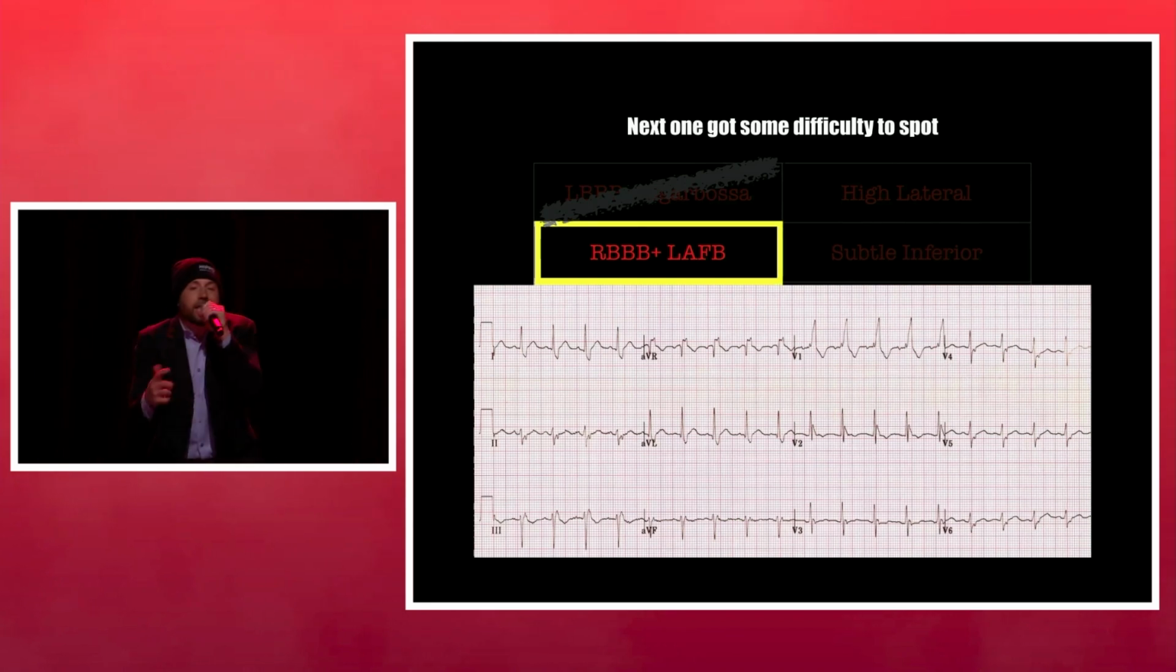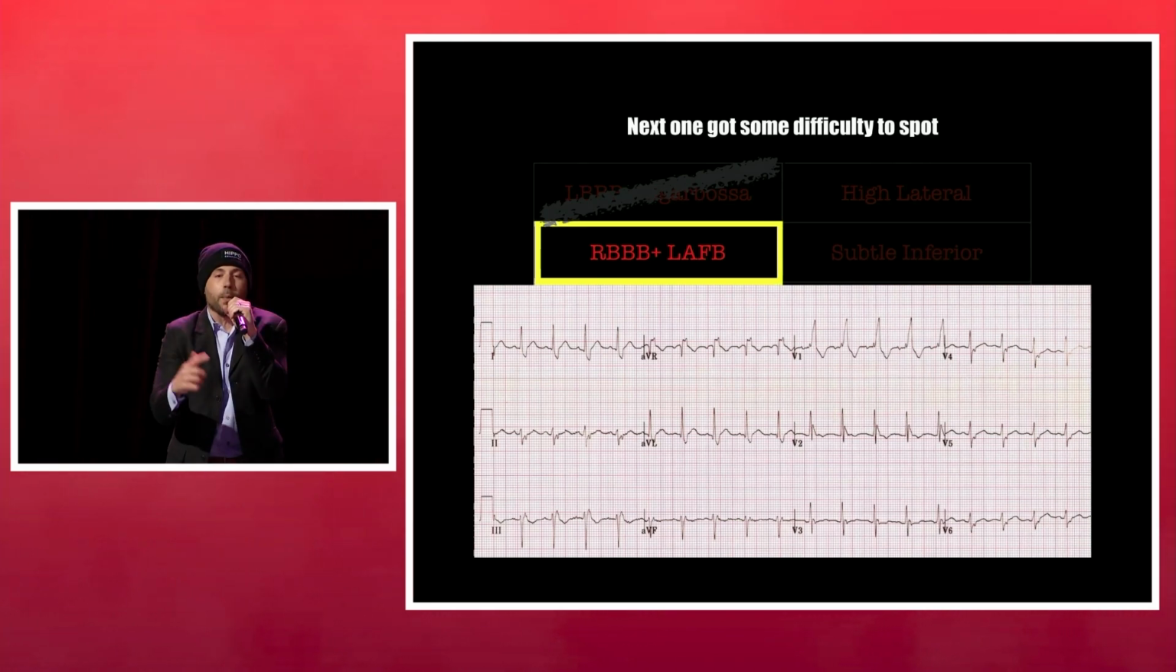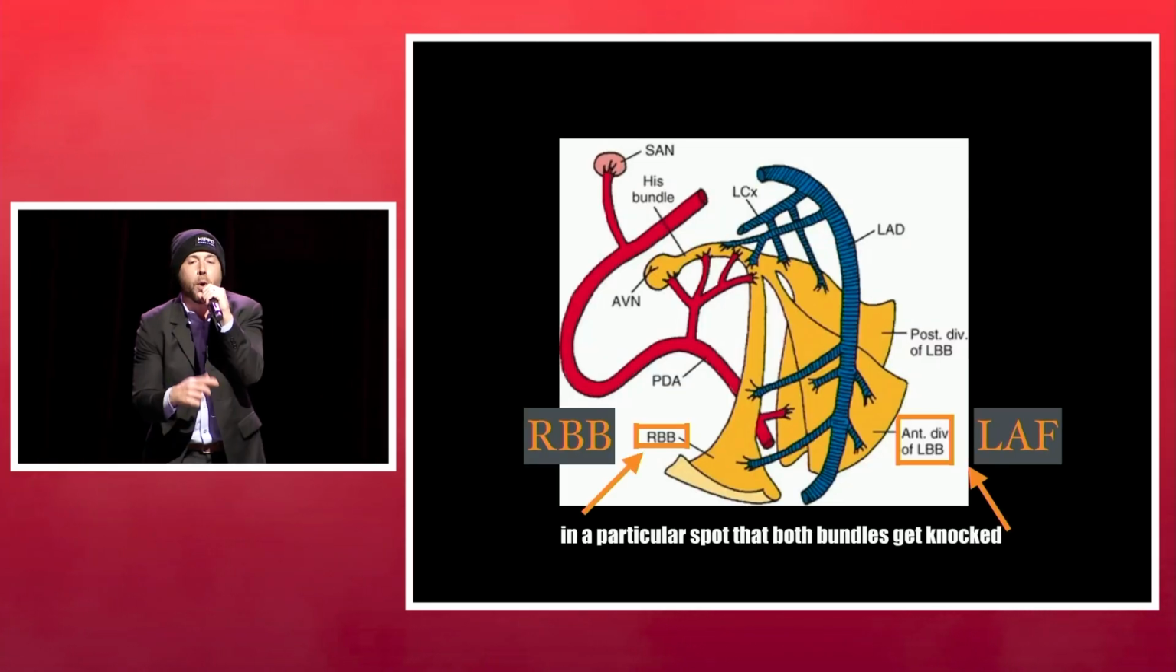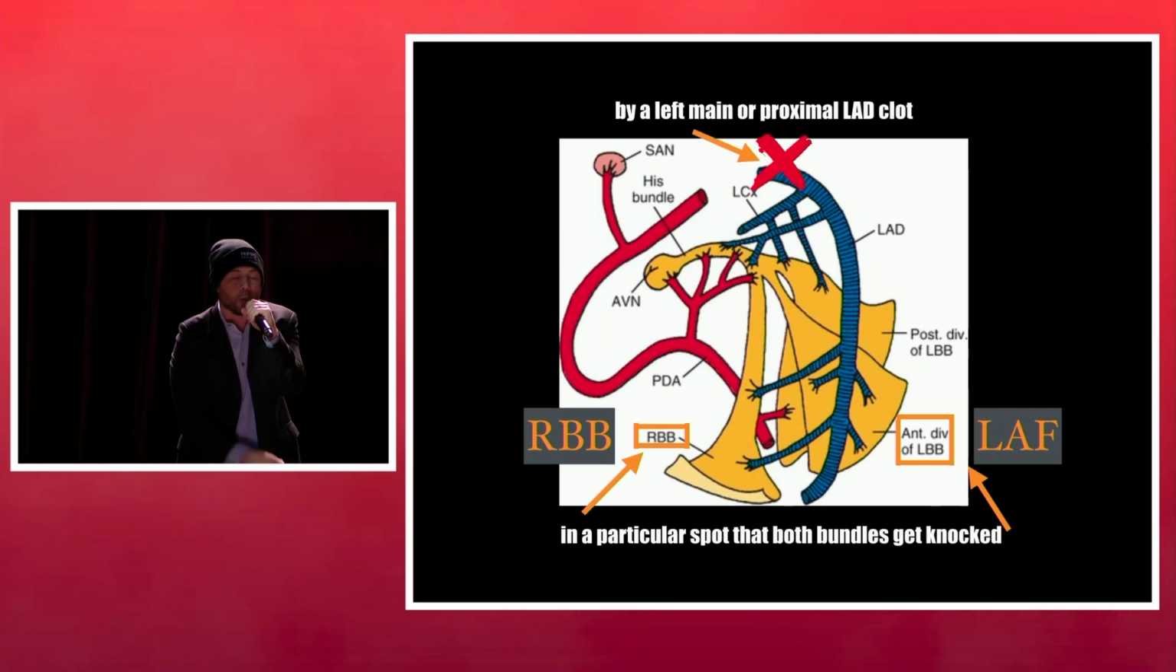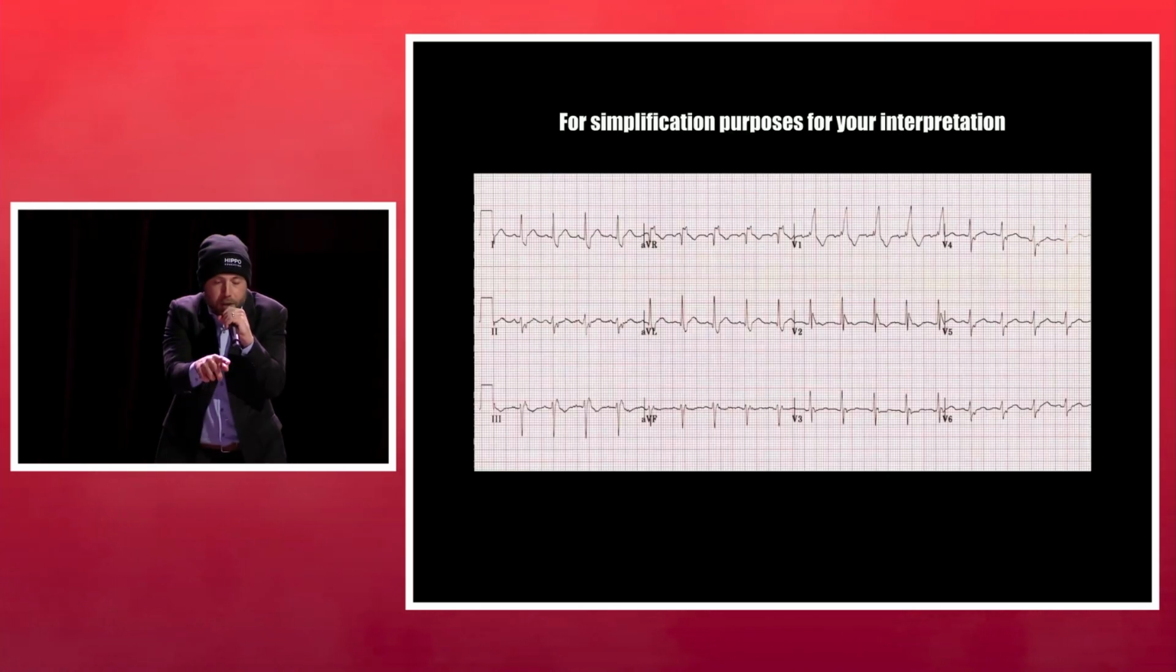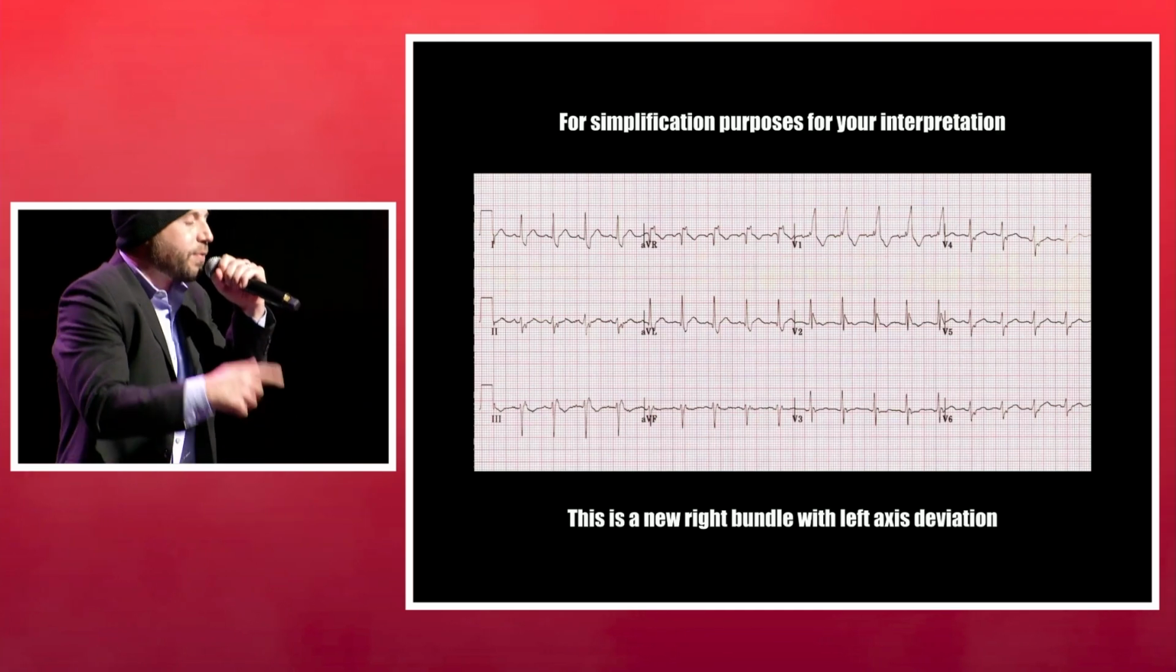Next one's got some difficulty to spot. New right bundle with left anterior fascicular block in a particular spot, that both bundles get knocked by a left main or proximal LAD clot. For simplification purposes, for your interpretation, that's a new right bundle, left axis deviation.